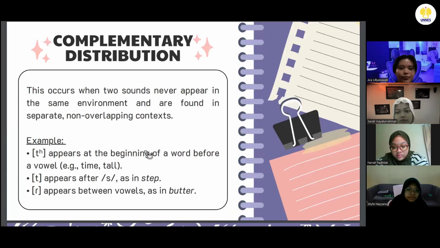Next, complementary distribution. This occurs when two sounds never appear in the same environment and are found in separate, non-overlapping contexts. Example: t appears at the beginning of a word before a vowel, time, tall. T appears after S, as in step. R appears between vowels, as in butter.